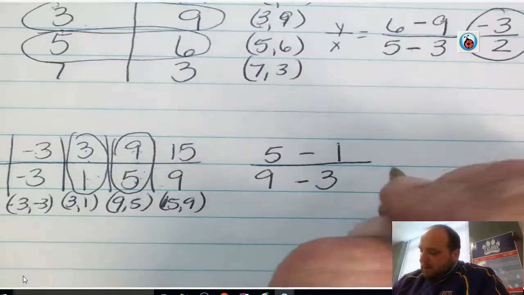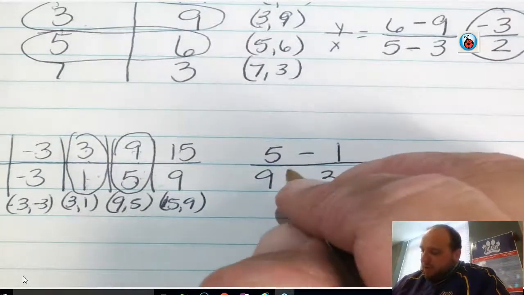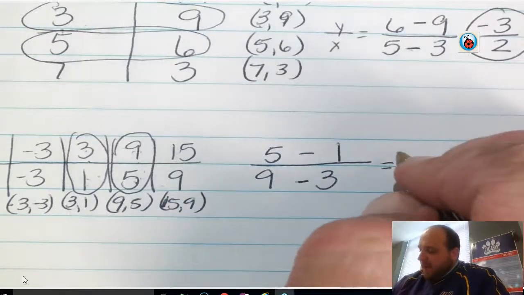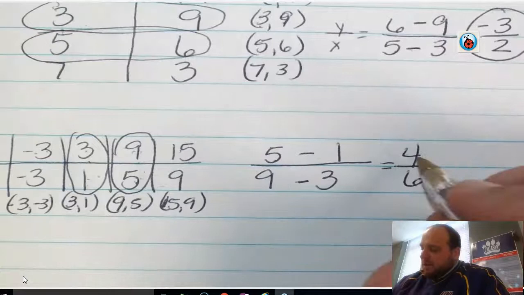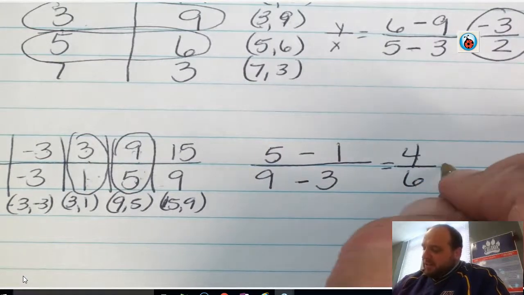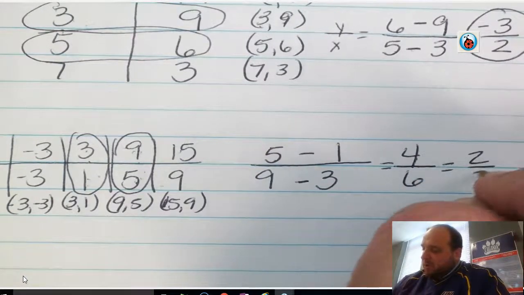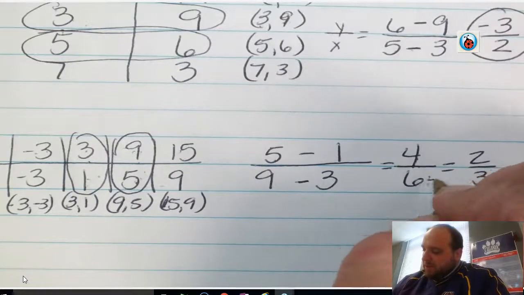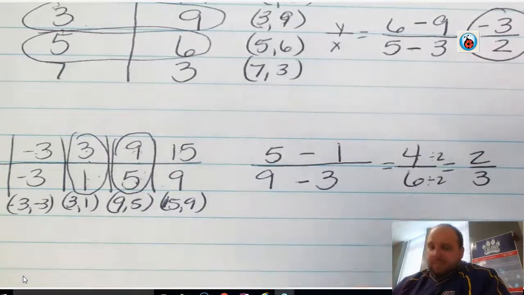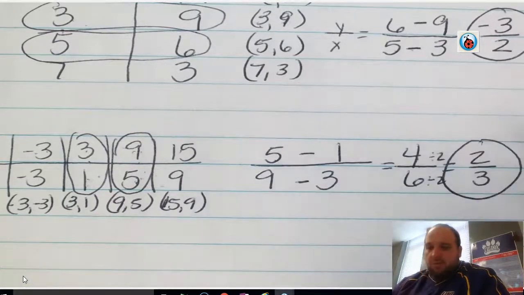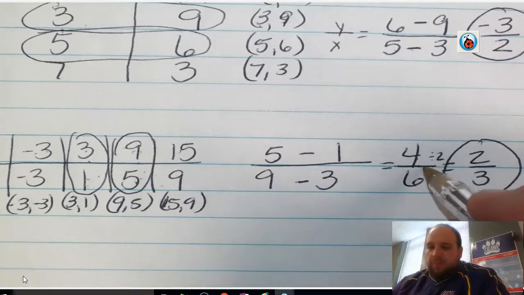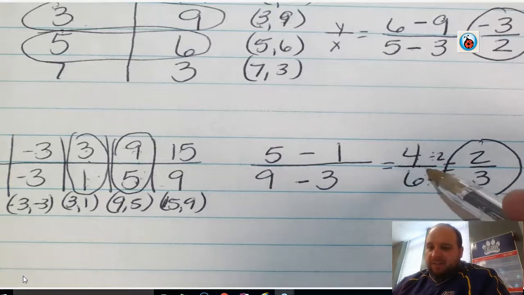Okay, so now I have 5 minus 1 over 9 minus 3. 5 minus 1 is 4. 9 minus 3 is 6. 4 over 6 simplifies down to 2 over 3 because they can both be divided by 2. So that's simplifying fractions. My slope is 2/3. I also could have a slope of 4/6, but please note that that's just not simplified.